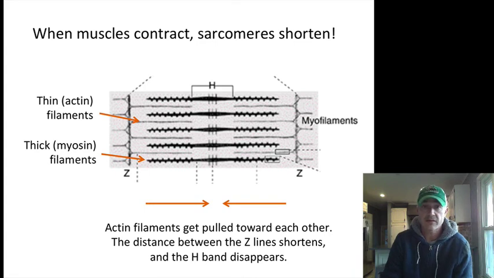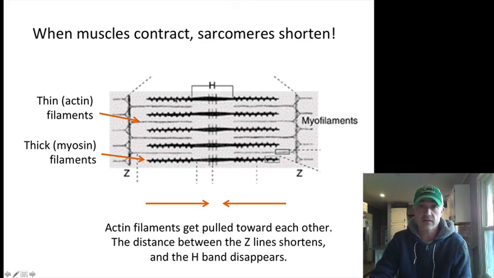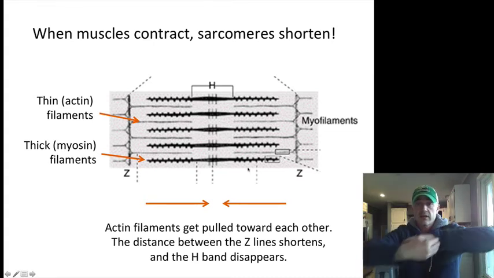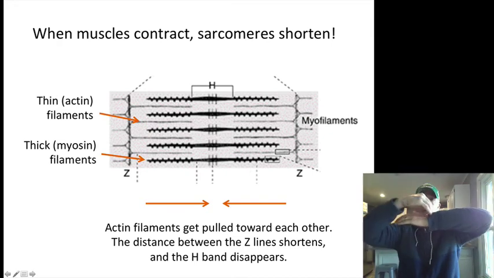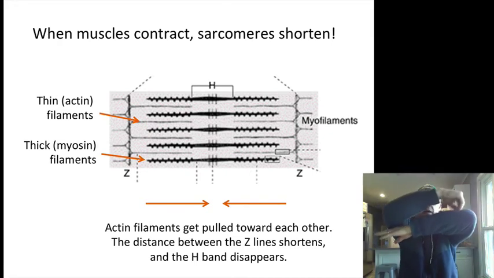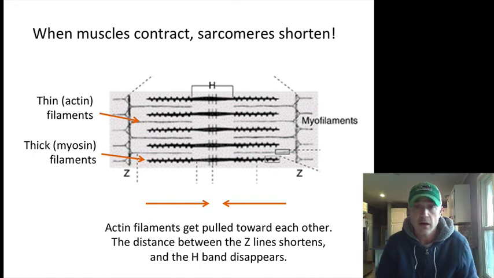And again, what happens when the muscles contract? These thick filaments are going to pull these thin filaments towards the center, pulling this Z line and this Z line closer together. Kind of like if you look at my elbows right here, if these were pulling past one another, you can see how my elbows are getting closer together. That's pretty much what's happening when the muscle's contracting.